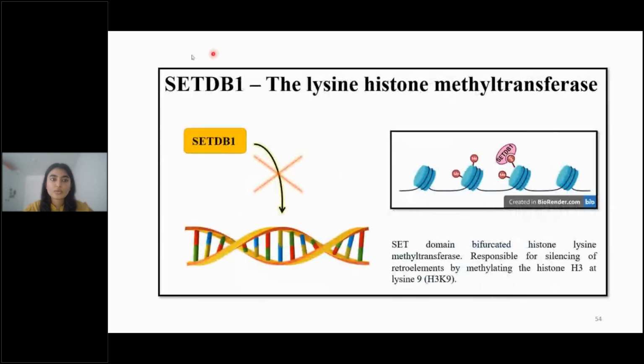So this is one of the enzymes called SETDB1. It is called the SET domain bifurcated histone lysine methyltransferase.